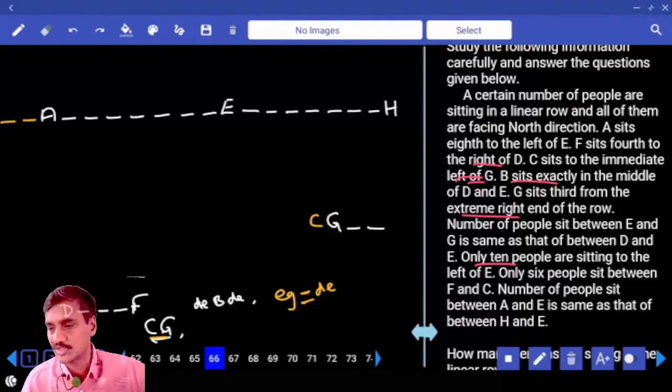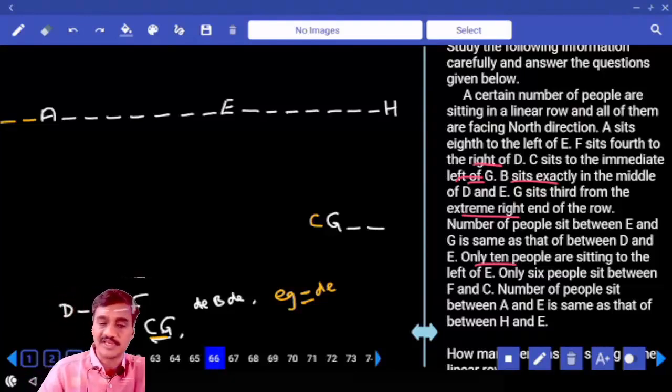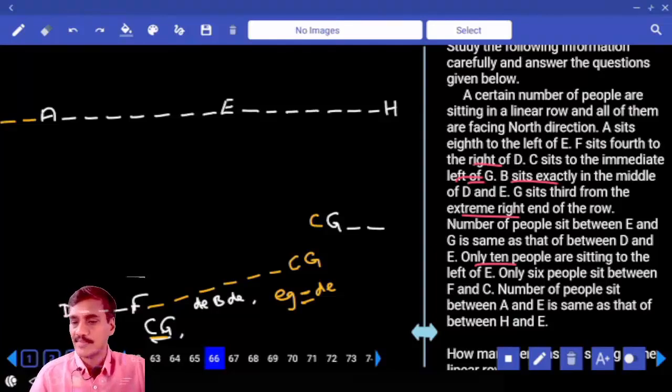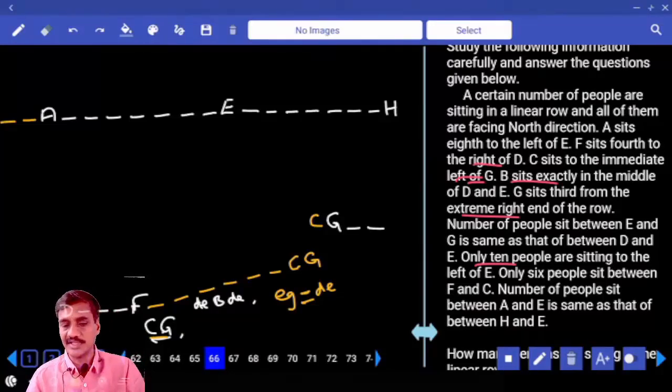Right hand side ante ఎంతమంది ఉండాలి చెప్పండి? And only 6 people between F and C. Hence 1 2 3 4 5 6 and C is there. C ఇక్కడ ఉంటే G ఇక్కడ ఉంది. Done with this one? ఈ రెండింటికి ఇంకా లింక్ మనకు దొరకట్లా, అందుకే సెపరేట్గా రాసుకున్నాం. Now we have done with this information here, CG.